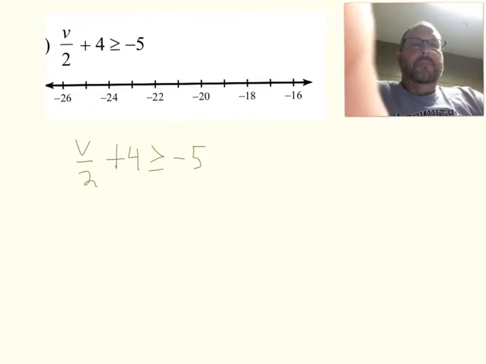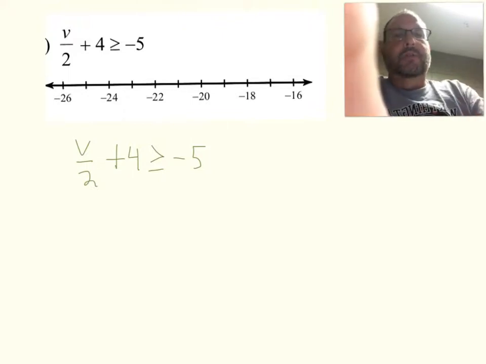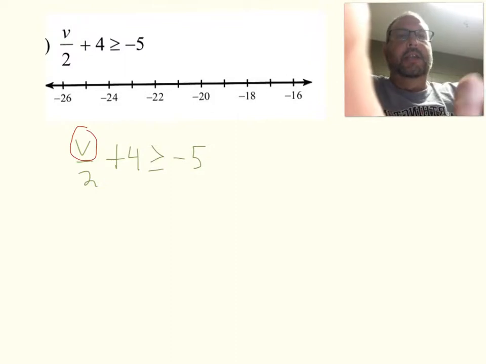I'm going to do another problem here. This is an inequality, and it says v divided by 2 plus 4 is greater than or equal to -5. So I have to remember I have to do inverse operations, and my goal is to get that v all by itself. All right, so let me just circle the v. This is what I need to get isolated.